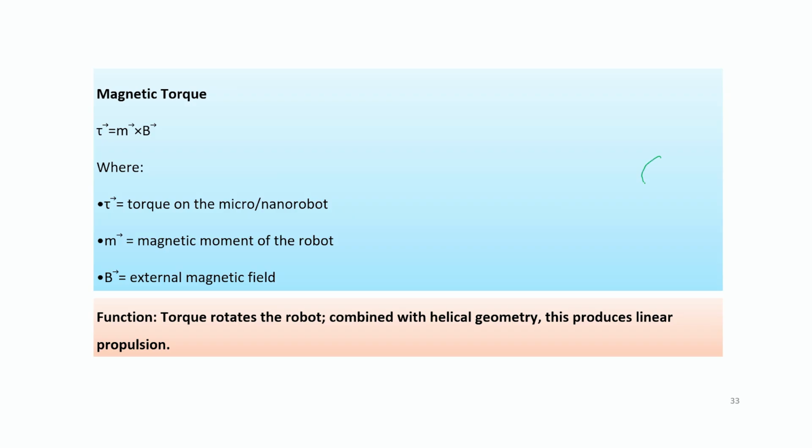So your bot has a helical geometry and you are applying a magnetic field. What is happening is that this field, combined with the geometry, is producing linear propulsion. This bot has a helical structure and has a magnet inside it, so it will move linearly when you provide a field because of its unique geometry.